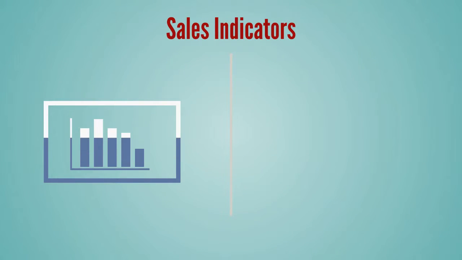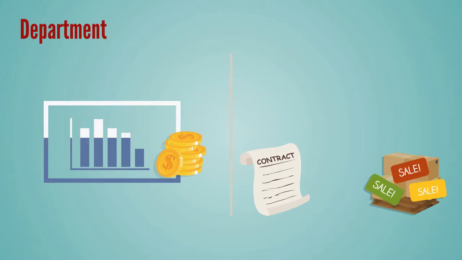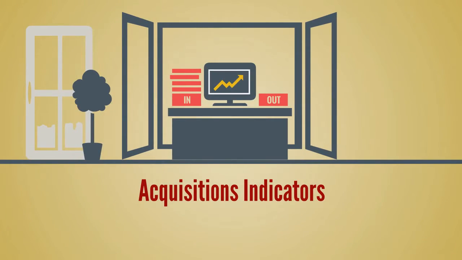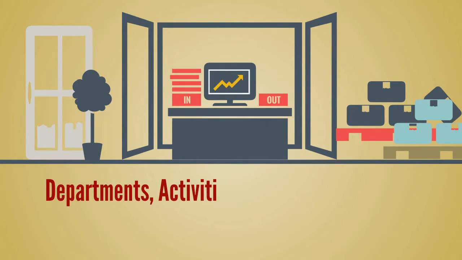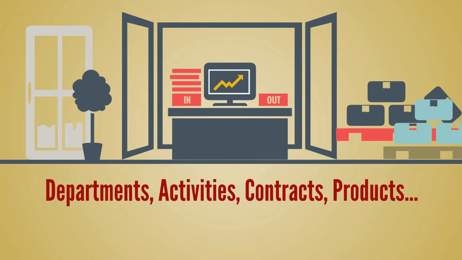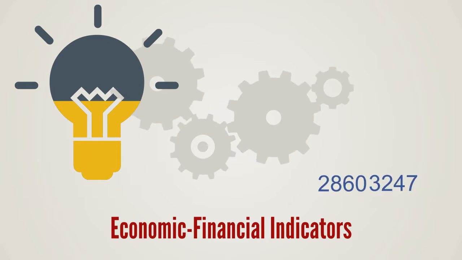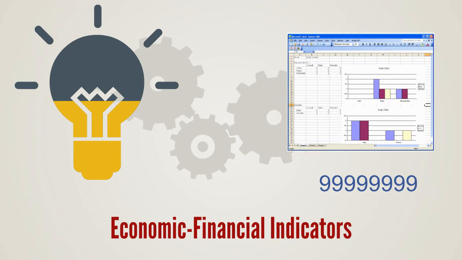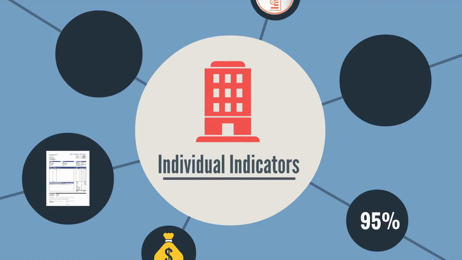Sales indicators, comprising sales values according to multiple dimensions. Departments, activities, contracts, products, and others. Acquisitions indicators, comprising acquisition values according to multiple dimensions, departments, activities, contracts, products, and others. Accounting, economic financial indicators obtained from accounting, and from the multiple dimensions reflected in it. Individual indicators, on a third-party basis, for instance.